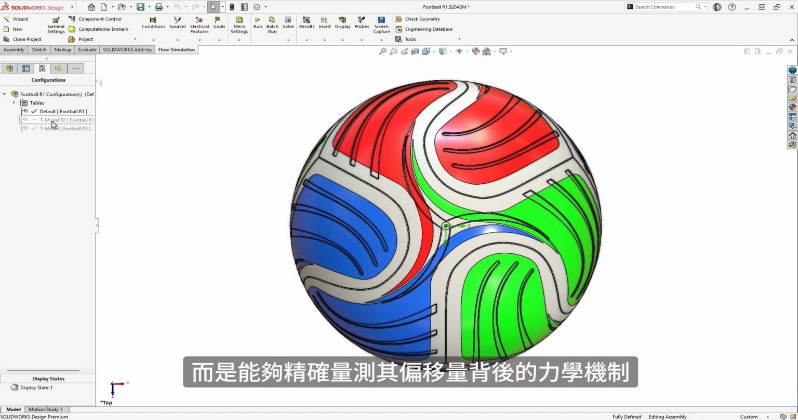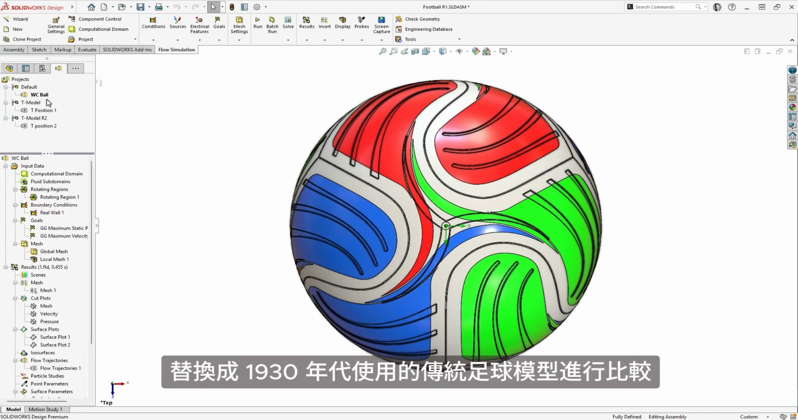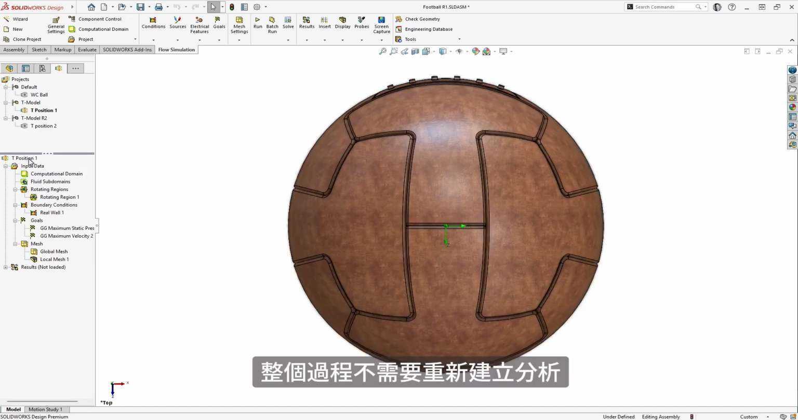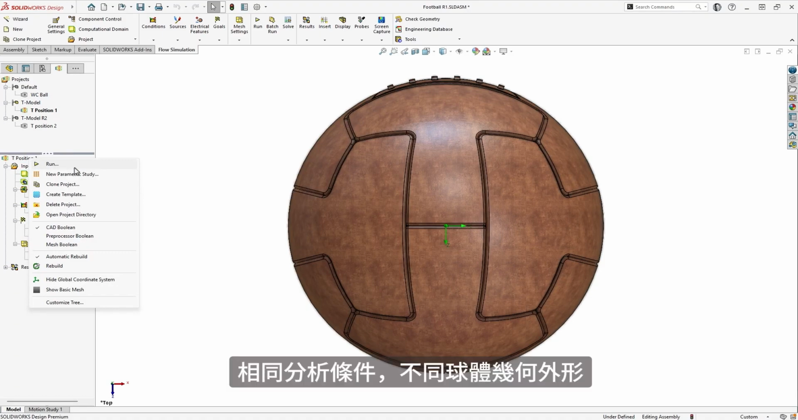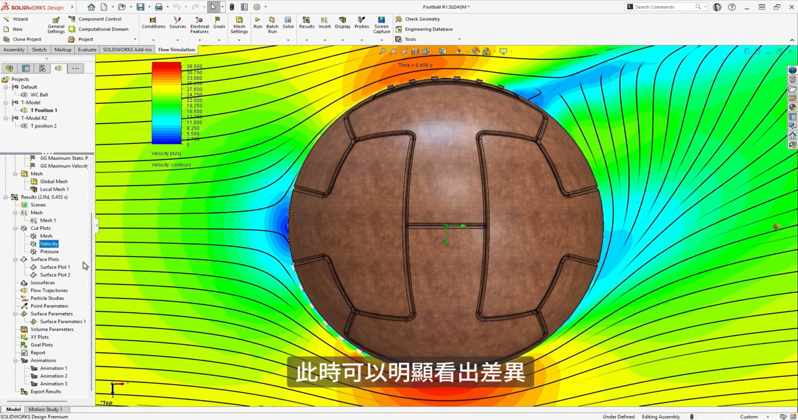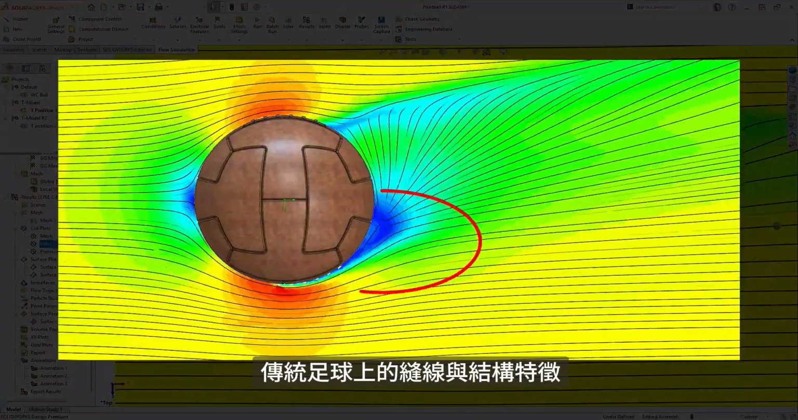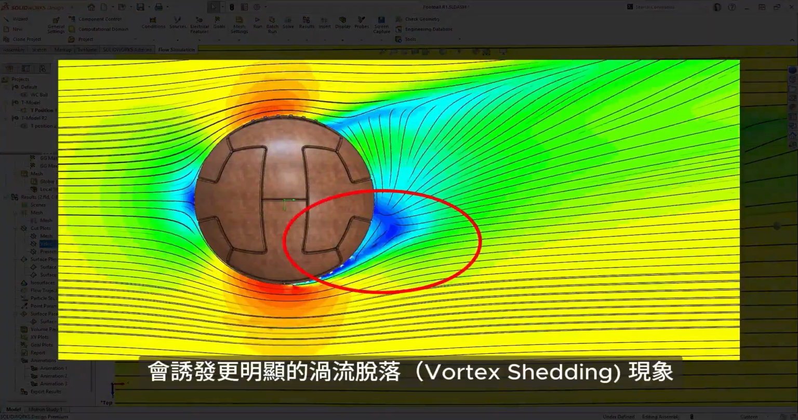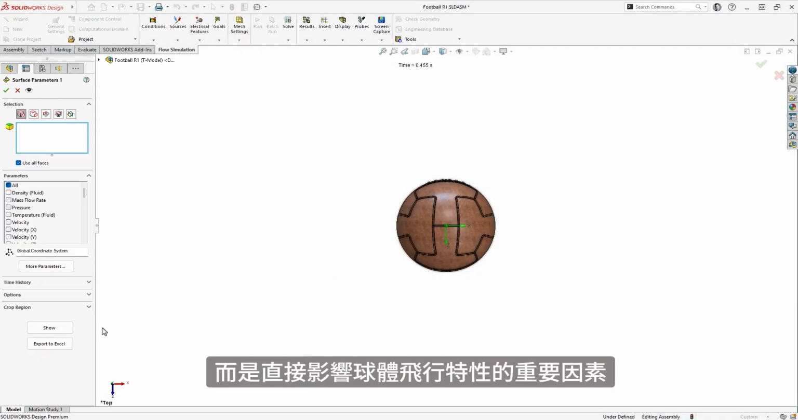Now let's push it. I swap the geometry from the 4-panel official match ball to an original ball used in the 1930s gameplay to compare. No rebuild required. Flow Simulation updates the CFD model automatically. Same study, new shape. Remesh to accommodate for the change in geometry and rerun. Now look closely at the difference. The old ball's lace geometry triggers vortex shedding, a disruption pattern the others simply do not produce. This isn't cosmetic, it directly affects the flight behavior.